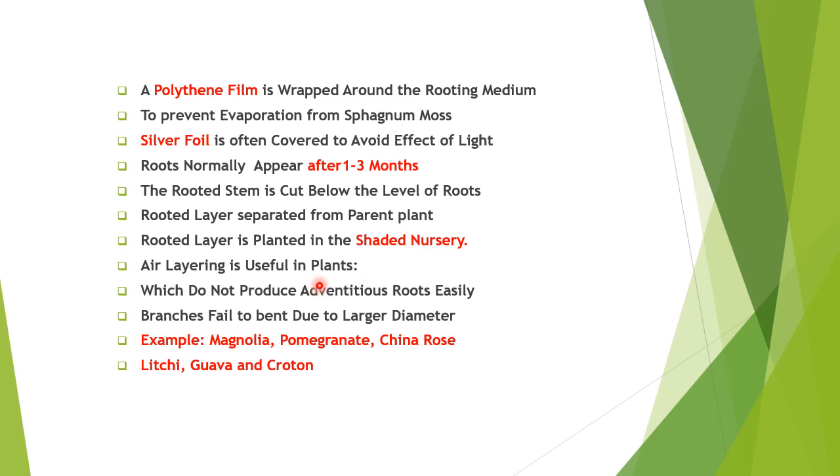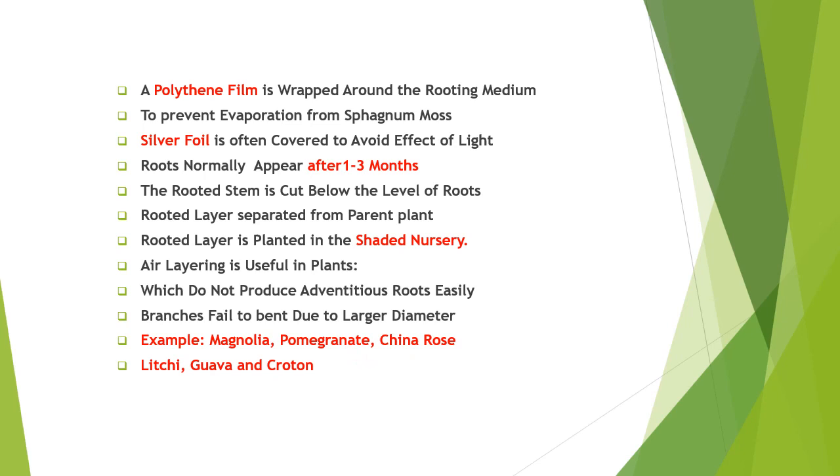Air layering is useful in plants which do not produce adventitious roots easily, and which have larger diameter branches which cannot bend. So we are taking their aerial shoots, making a ringing or girdling on them, and then covering with sphagnum moss. It becomes a ball-like structure. It's also called goatee culture. It is done in the case of magnolia, pomegranate, China rose, lychee, guava, and croton.